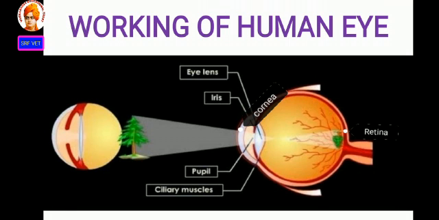Look at the picture. The tree is an object. The image is formed on the retina, that is a real and inverted image. This is the working of the human eye.